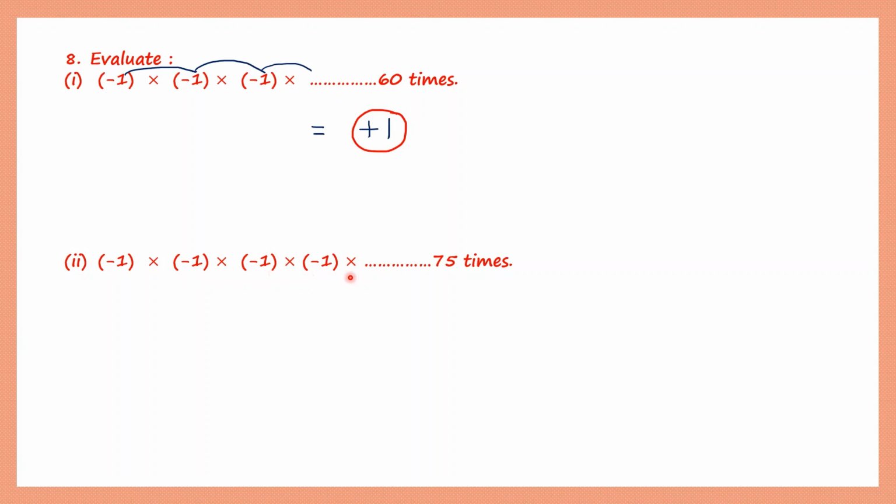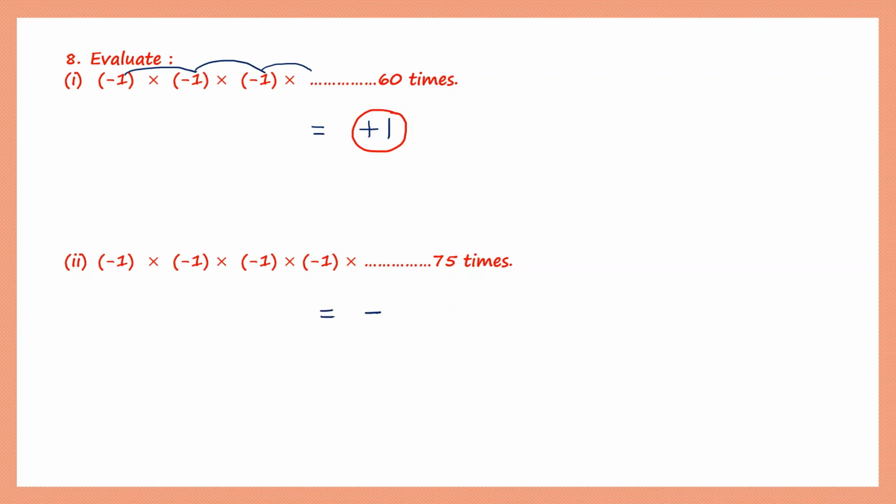Now the second one, here again we are multiplying minus 1 into minus 1 into minus 1 into minus 1 into the same thing 75 times, and 75 is an odd number. When you multiply negative numbers an odd number of times, your answer will always be negative. So here our sign is minus.